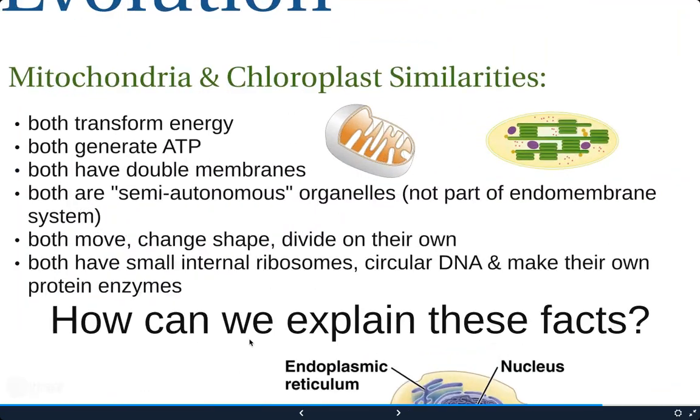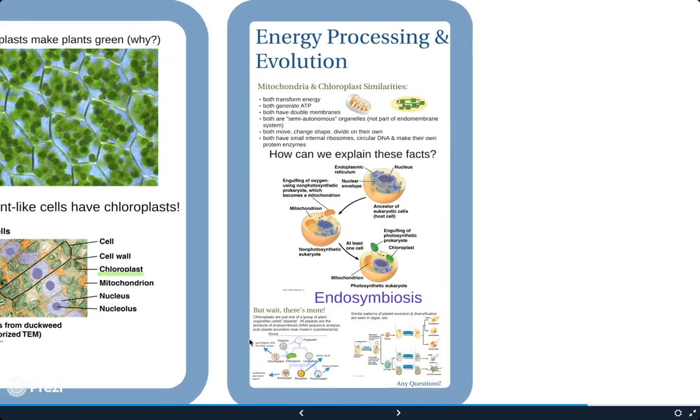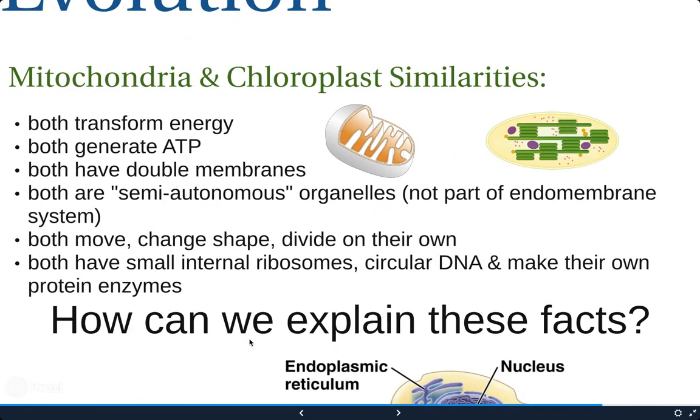And then finally, energy processing and evolution. Mitochondria and chloroplasts have some crazy similarities. Their jobs are very different, but the way that they do their jobs has some similarities. I said it awkwardly, but they both are transforming energy. They're both generating ATP. That's interesting. They both have double membranes. Why do they both have double membranes?